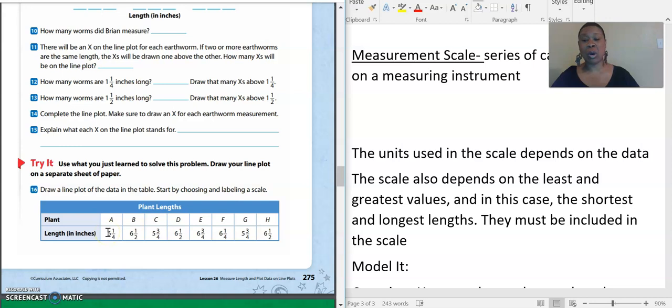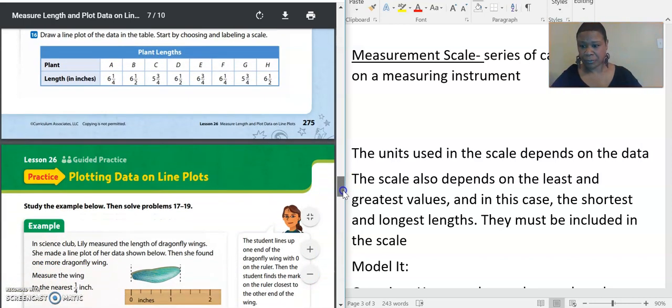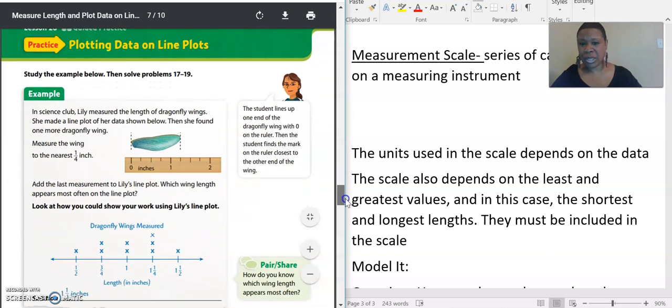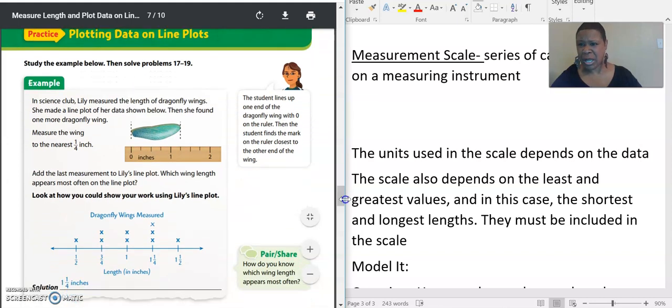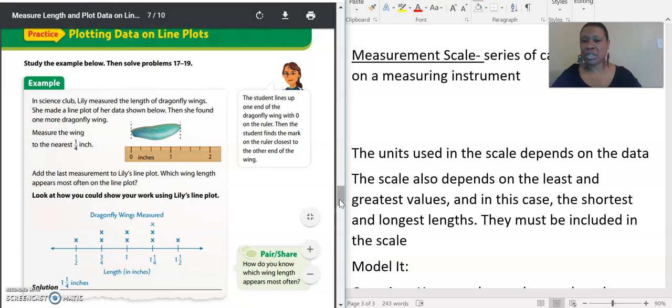So your line plot is going to go all the way from 0, and it's going to be all the way to 6 inches there. Make sure that we stopped on this one with 3 inches. Okay, so you're going to go all the way to 6 inches when you create your own. Okay. So you guys are going to complete this here, plotting data on line plots, and you're going to go through and use the examples that we used earlier to create this.